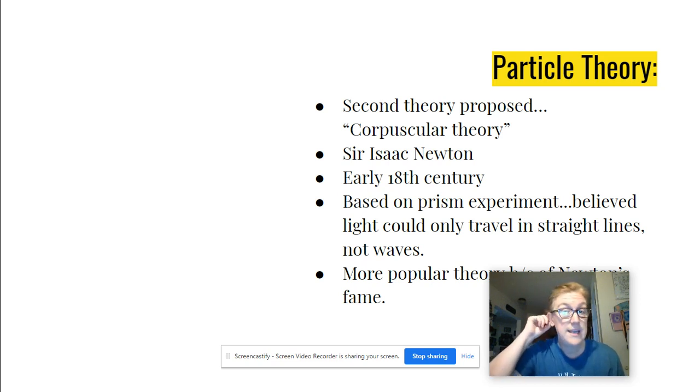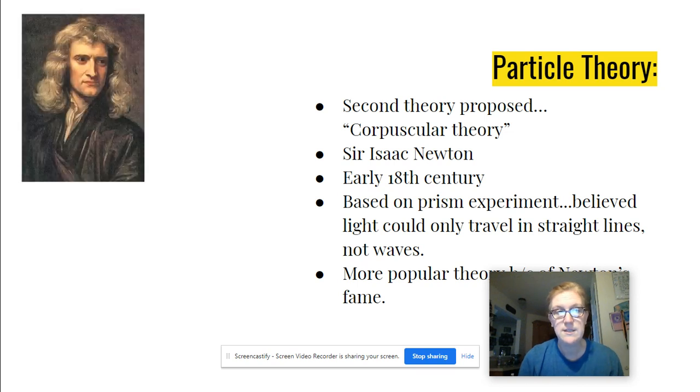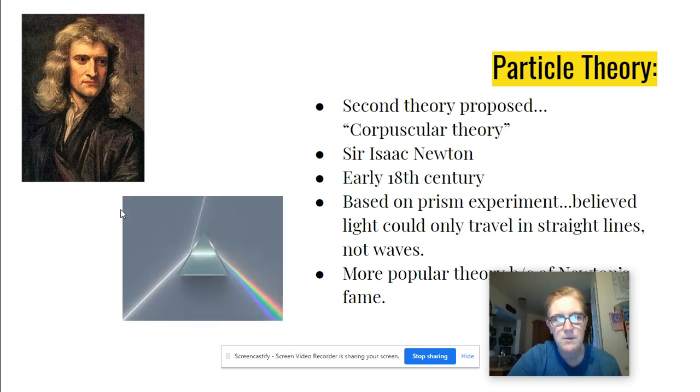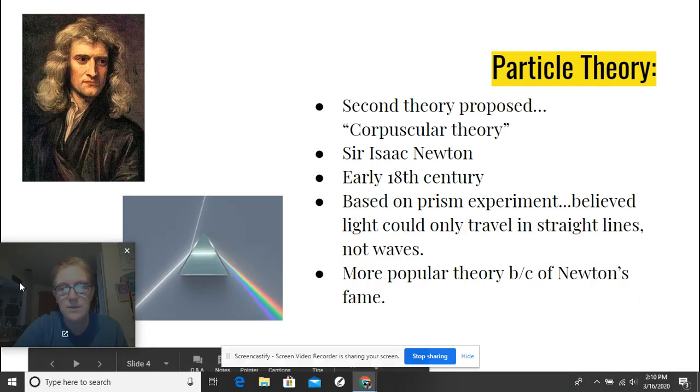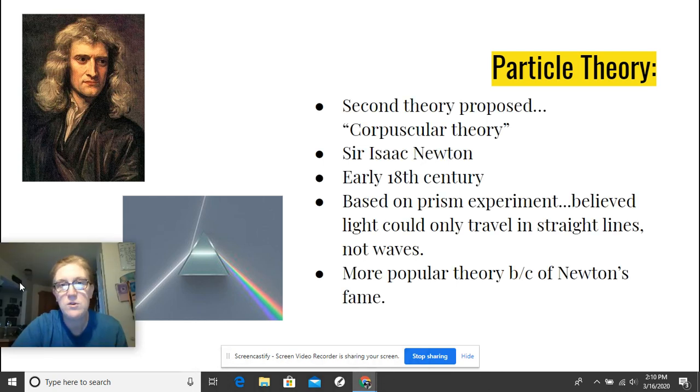Okay, so the second theory was called the particle theory, and it was by a guy you probably heard of named Isaac Newton. It was also known as the corpuscular theory. Gross. Yeah, so Isaac Newton constructed the particle theory, early 18th century. He based it on this prism experiment, which you guys have all probably done or seen, where you take a glass prism, and if you shine white light through it, it will bust it into the 7 different colors of the rainbow. He believed that light could only travel in straight lines, not waves. This was the more popular theory only because Isaac Newton was already famous, so they just assumed that everything that he said was right. And so this is the theory that hung on for quite a while.